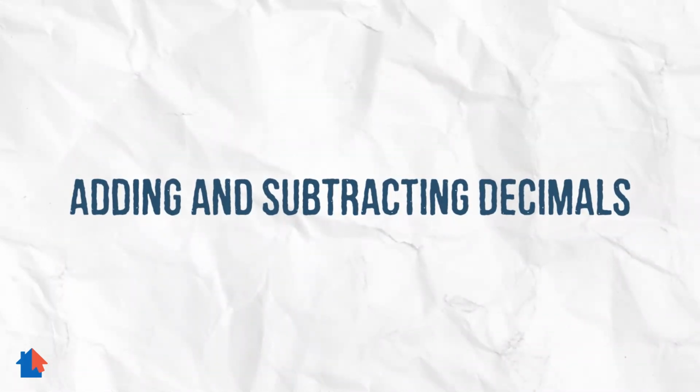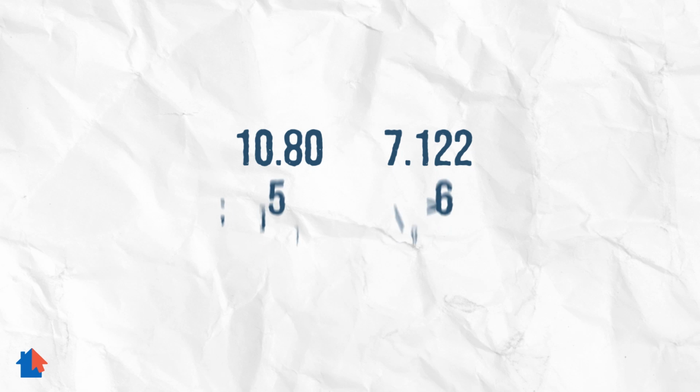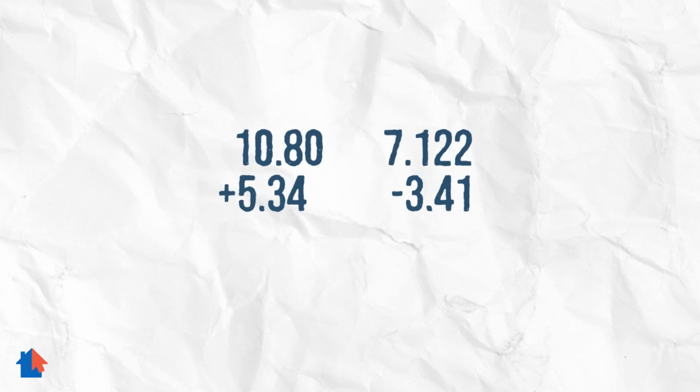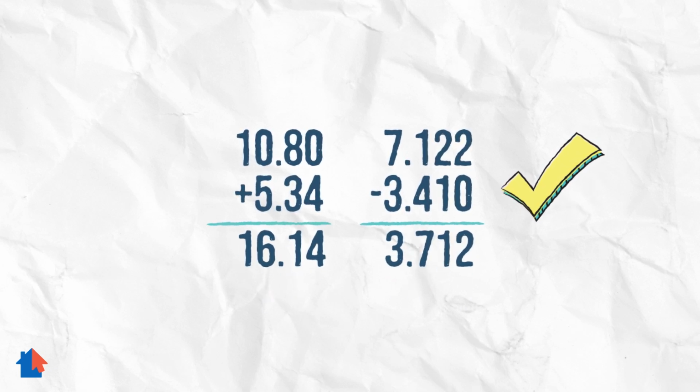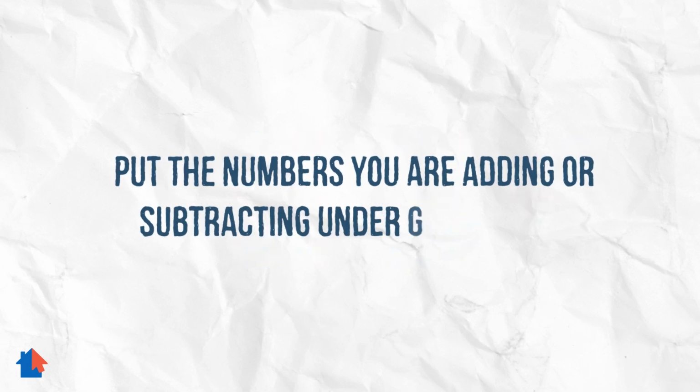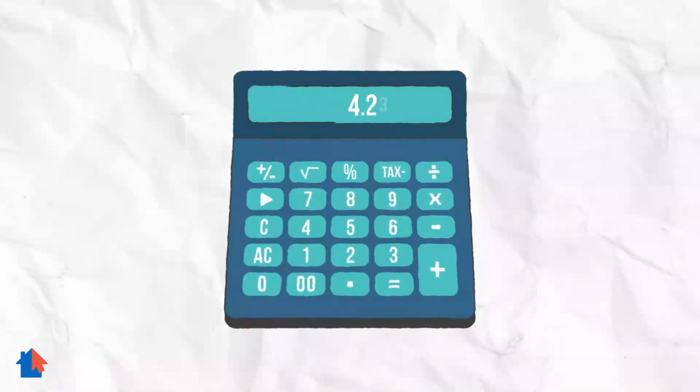Adding and subtracting decimals. Adding decimals is much like adding whole numbers, but there are a few important differences. The decimal points must be lined up when you are adding or subtracting. You have to do this so that everything stays in the right place value. Put the numbers you are adding or subtracting under each other. Add or subtract the numbers that are right above and below each other. Start with the numbers on the farthest right, just like you do with whole numbers. You can also quickly add and subtract decimals on a calculator.